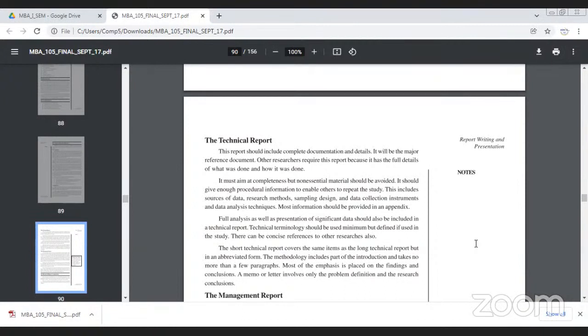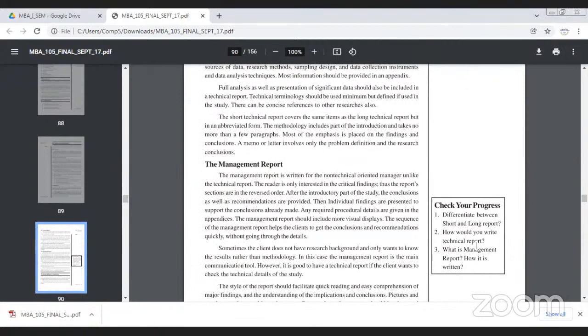This includes the source of data, research methods, sampling design and data collection, instrumentation, and data analysis techniques. Most of this information should be provided in an appendix. Full analysis as well as presentation of significant data should also be included in a technical report. Technical terminology should be kept to a minimum, but defined if used in the study. There can be concise references to other research also.